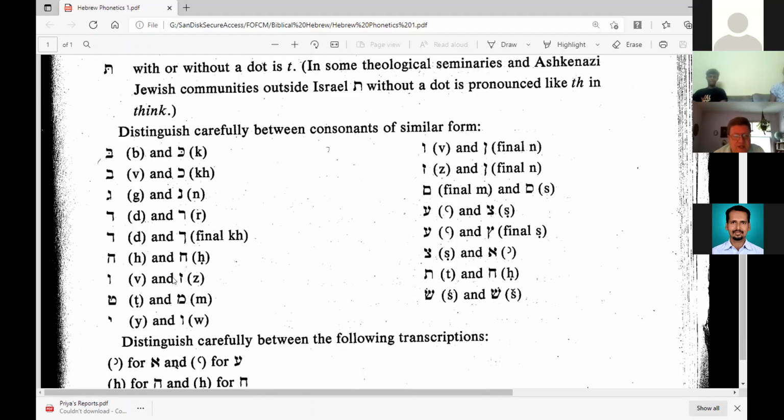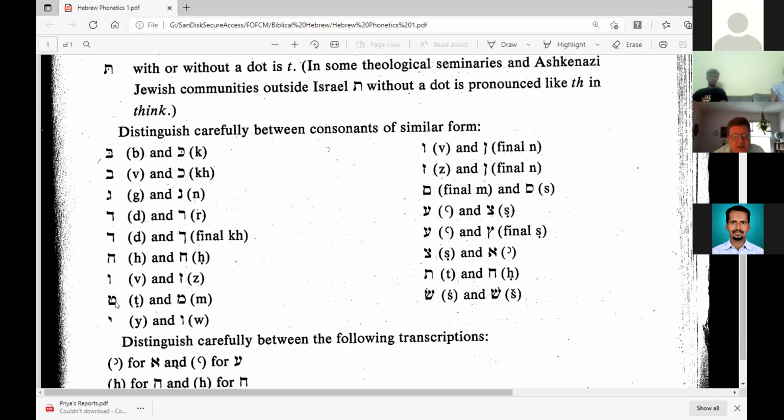Okay, Vav and Zayin. So this could be a Vav, okay? And the Zayin has a thicker and extended top member, almost like a T that's slanted, very thick, that extends past the vertical member, whereas the Vav doesn't have that, okay?